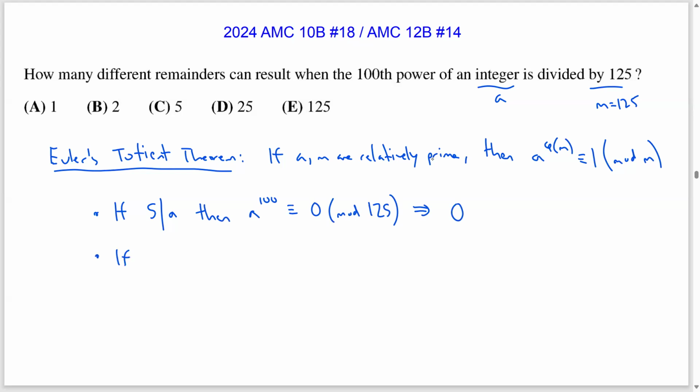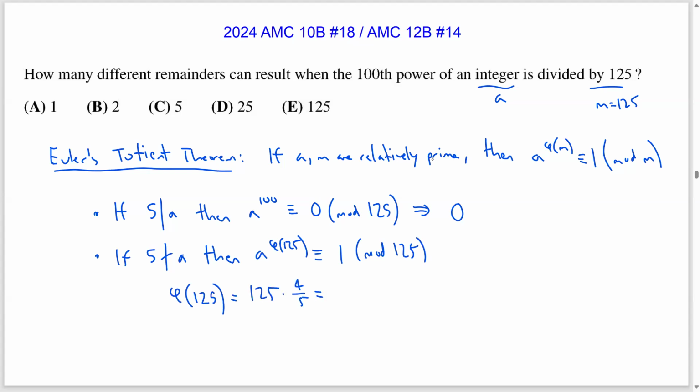On the other hand, if 5 does not divide a, in other words, a is not divisible by 5, then a to the totient of 125 is congruent to 1 modulo 125. However, it helps here to know how to compute the totient of a number. Totient of 125, this is equal to 125 times 4/5, which is 100.